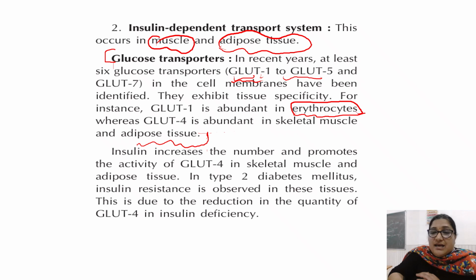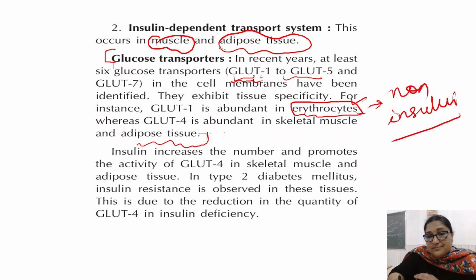It has been given together here. Which one is present in RBCs? GLUT1. Although the transport system in RBCs is non-insulin dependent, since the information is about glucose transporters, it is mentioned here. Okay, so there is GLUT4 in skeletal muscles and adipose tissue.